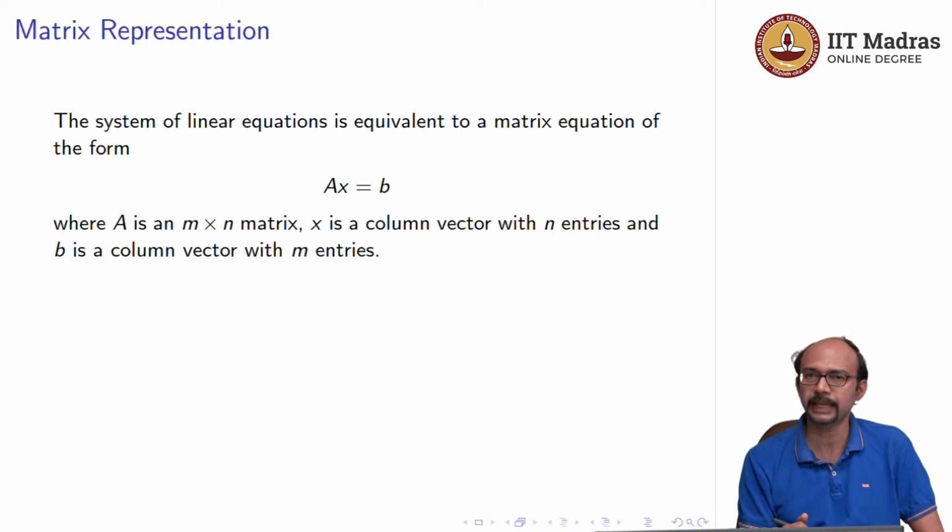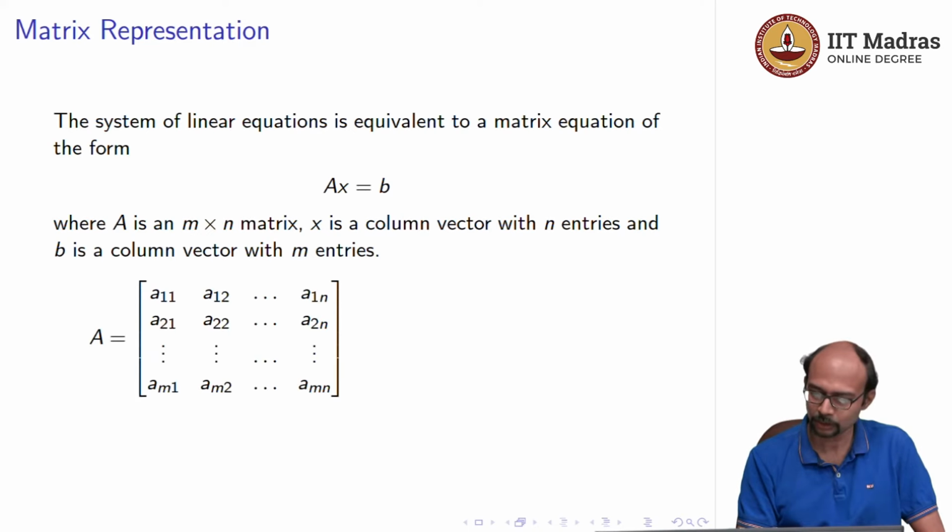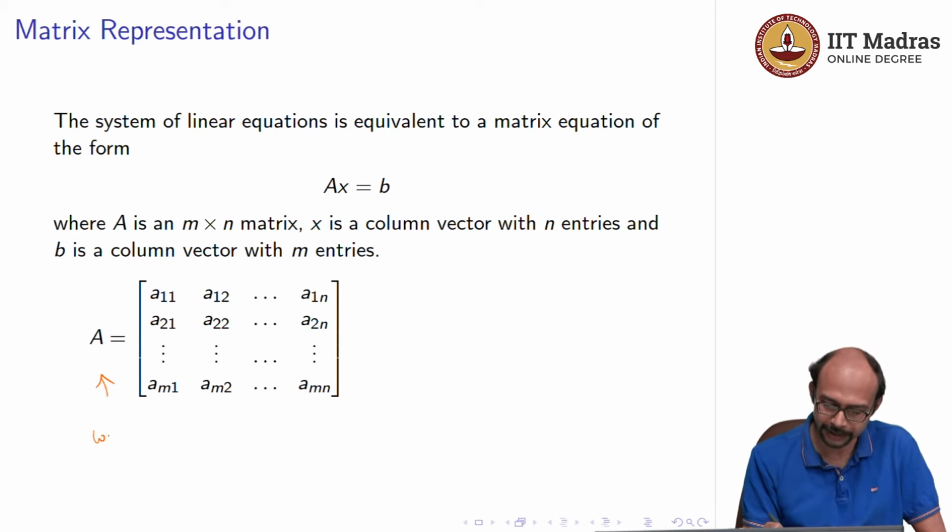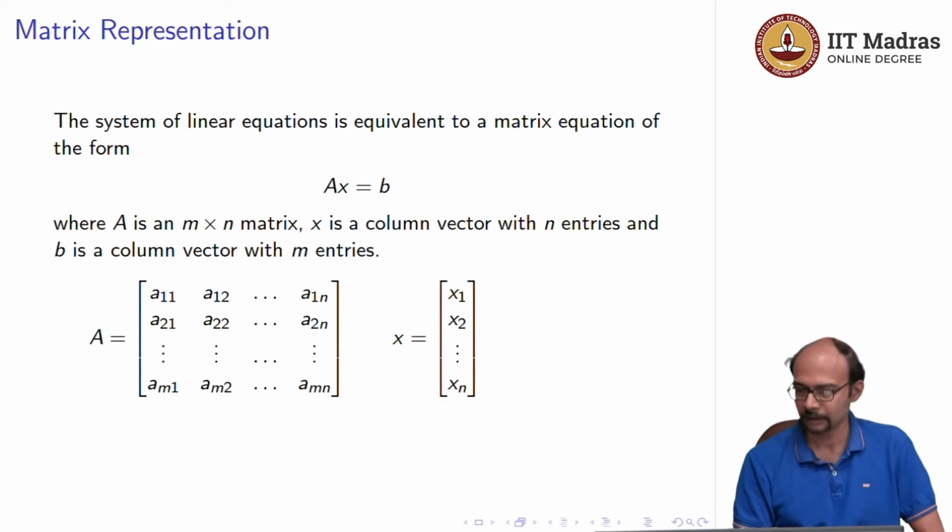X is a column vector with n entries: x1, x2, xn, exactly our unknowns. And B is the column vector b1, b2, bm. The aij's are the coefficients, so A is called the coefficient matrix. X is a column matrix, so it consists of one column, x1, x2, xn. It's a matrix with n rows and one column, consisting of the unknowns.